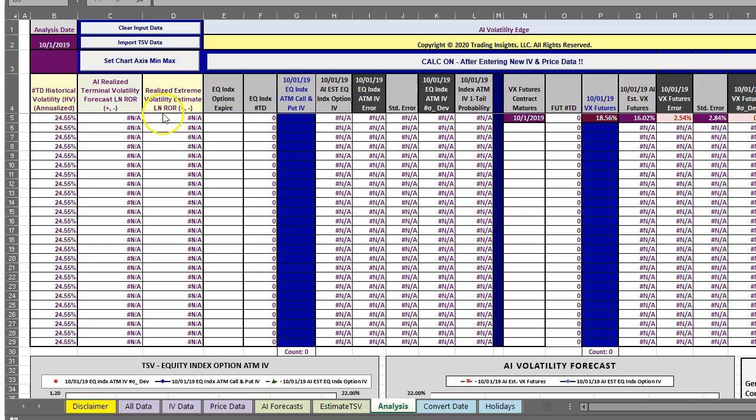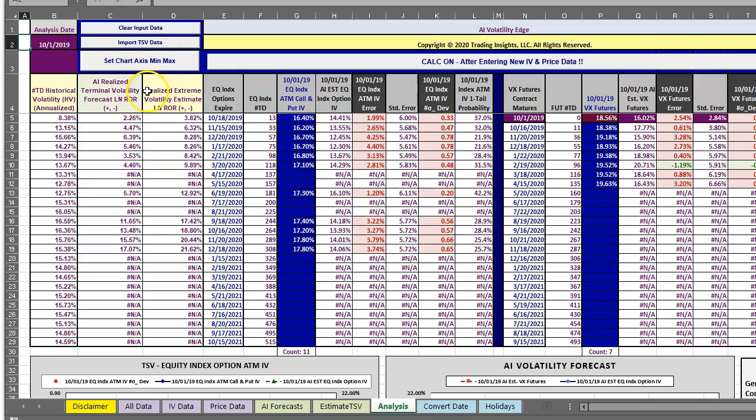Now that we're on the analysis sheet, it is good practice to clear the input data from any past runs, so I'll do that first. We'll import the term structure volatility data from the Estimate TSV worksheet, and that will automatically do all of the calculations and rich cheap analysis on this sheet, which we'll explore in detail. Finally, we can set the chart axis minimums and maximums to make sure all our charts are visible.